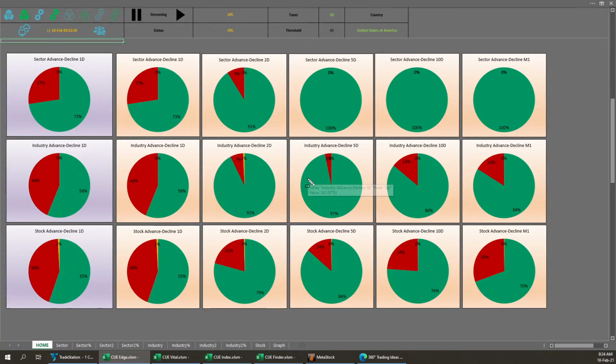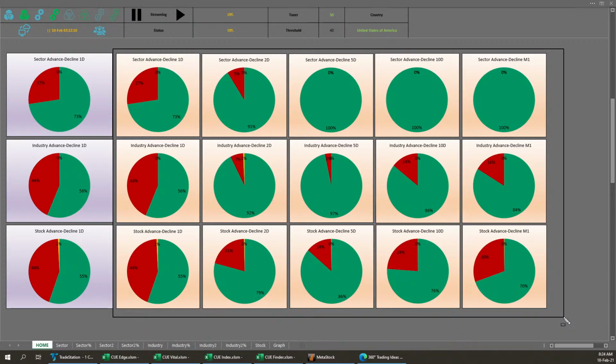useful 1 month to 1 day. How many times I have to say that? Sector advance decline, industry advance decline, and stock advance decline. And you can see now everything is green.